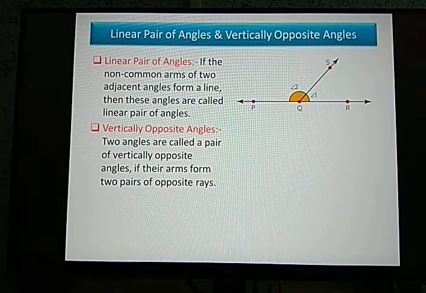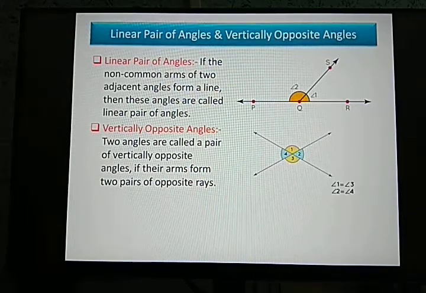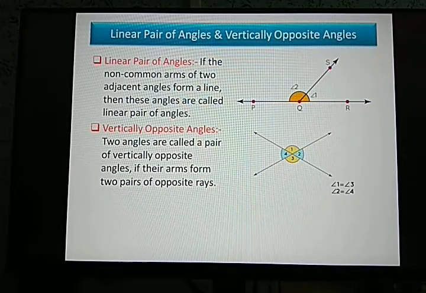Next, vertically opposite angles. Two angles are called a pair of vertically opposite angles if their arms form two pairs of opposite rays. So this will be clear to you with the help of the figure. This is the figure as you can see. In short, we can say that vertically opposite angles are formed when two intersecting lines intersect at a common point.